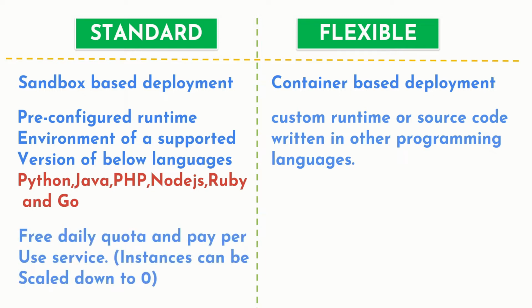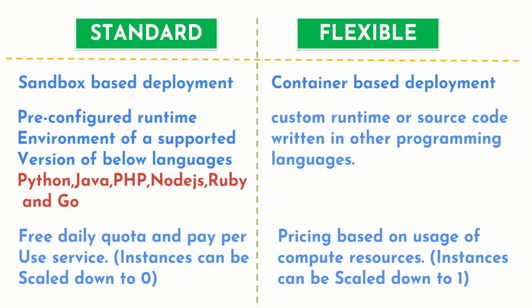Well, there is a free daily quota in the standard environment and it is a pay-per-use service. In this particular version, you can scale down the instances to zero to save some cost. However, in flexible, the pricing is based on usage of compute resources such as CPU, memory, disk, and instances cannot be scaled down to zero. The minimum you can bring it down to is 1.